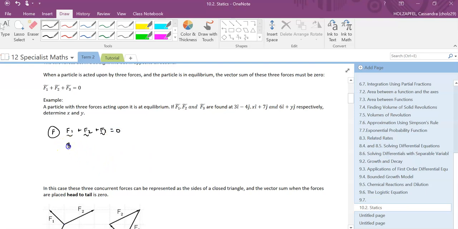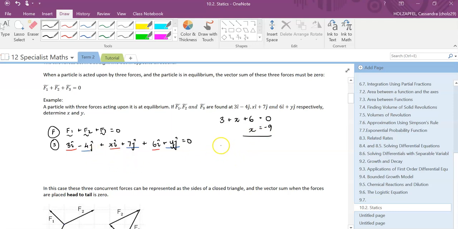So substituting in our values now, 3i minus 4j plus xi plus 7j plus 6i plus yj are all going to be equal to 0. What we can do is equate all of the horizontal components and equate all of the vertical components. So let's equate the horizontal components first. If I have 3 plus x plus 6, that's going to be equal to 0. So 3 and 6 make 9, therefore x is going to be equal to negative 9.